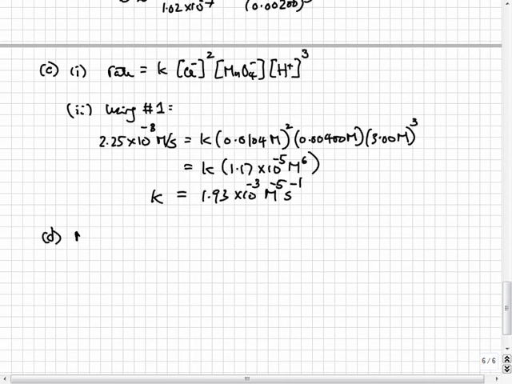D. No. If this was an elementary step, it would require 2 molecules of Cl-, 1 molecule of MnO4-, and 3 molecules of H+ to collide with each other at the same time to lead to a successful reaction. The collision of 6 species at the same time would be extremely rare.